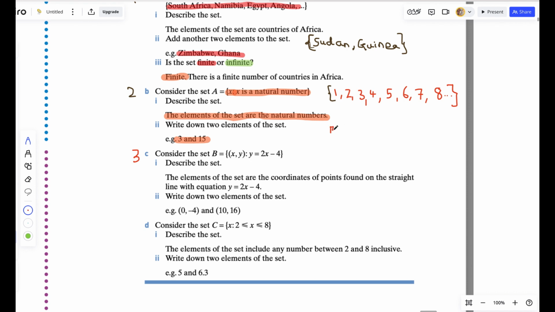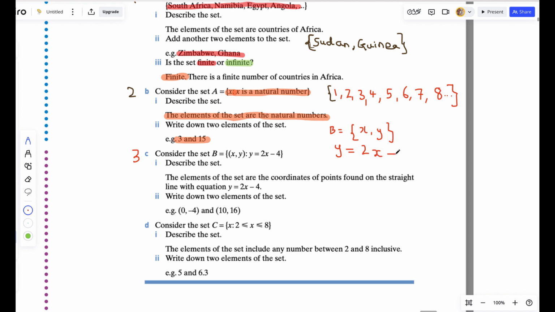Set B is equal to the coordinates (x, y), but they define the relationship between y and x. Now let's take a look at that relationship. We say y is equal to 2x minus 4. Now what does this mean?